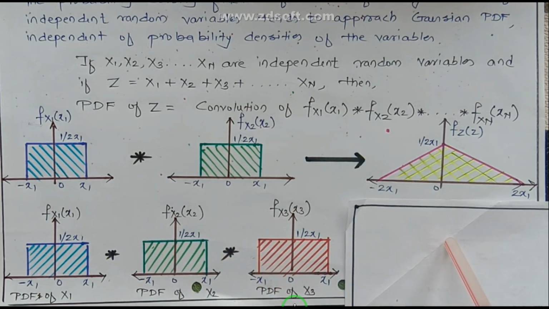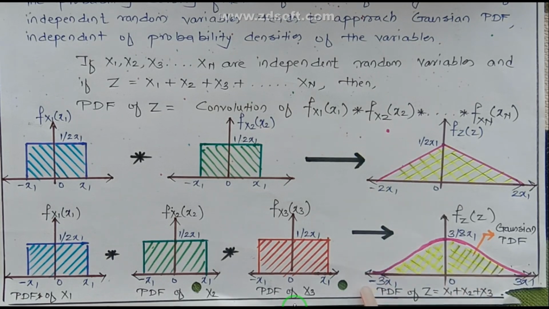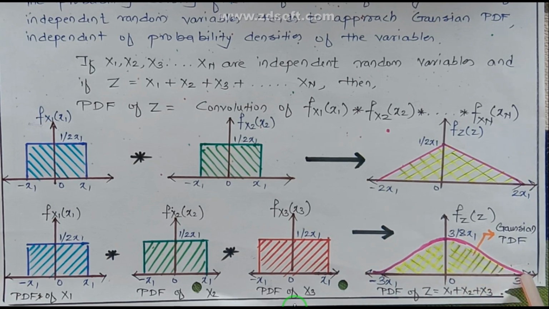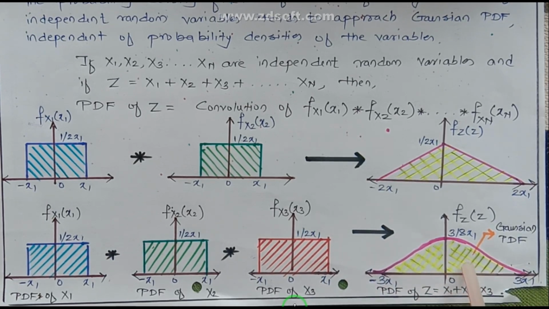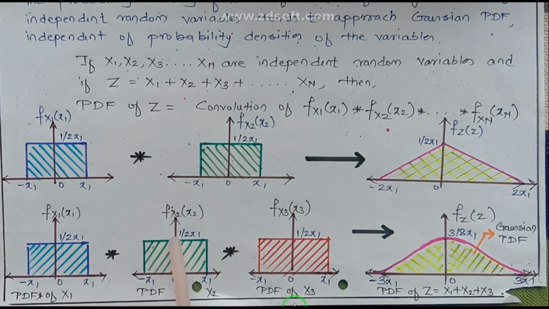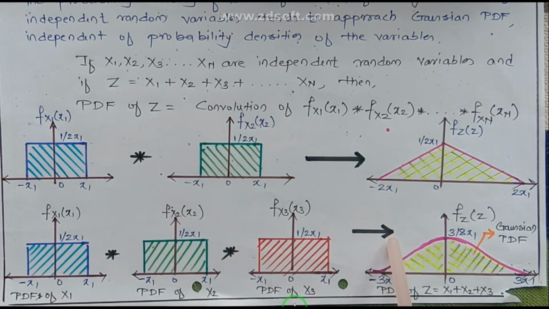So how would it look? It would look like this one. See, this is a Gaussian PDF, bell shaped. Even for the sum of these three terms, the resultant approaches the Gaussian PDF. So if I increase the number of independent random variables and add them, their resultant PDF will definitely be Gaussian PDF.